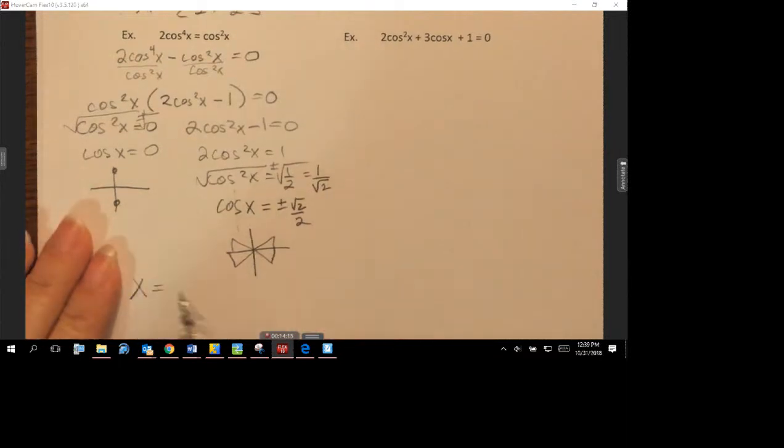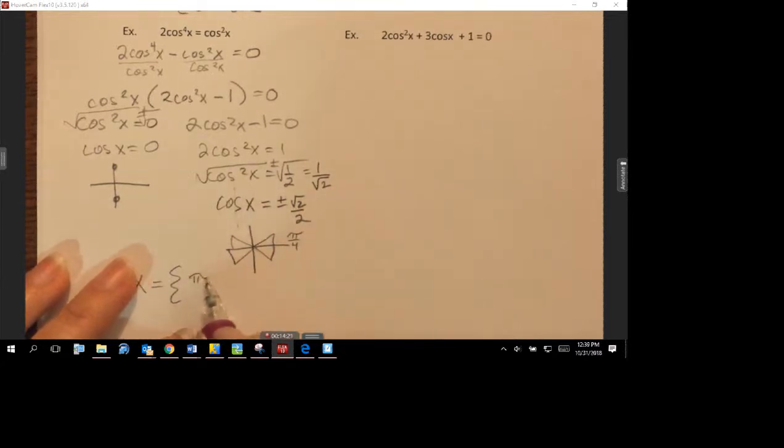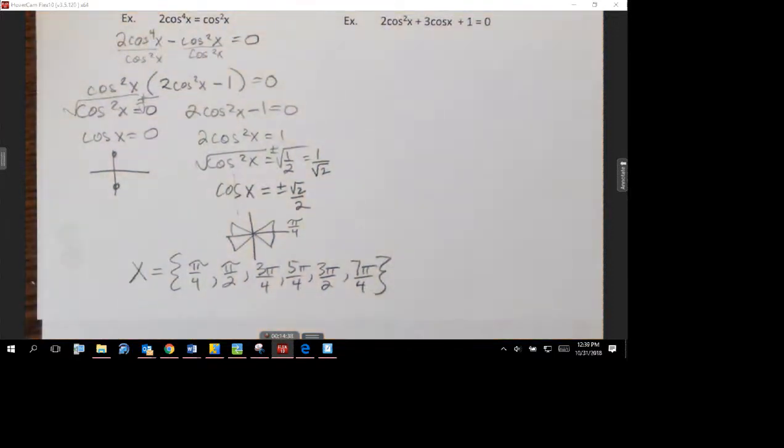So we have x equals, we're going to put them in order. These are all the pi over 4s. So we have pi over 4, then pi over 2, 3 pi over 4, 5 pi over 4, 3 pi over 2, 7 pi over 4. Then once you have those, let's go type it in.